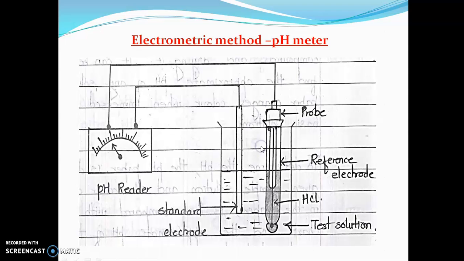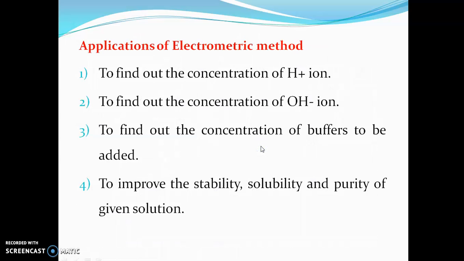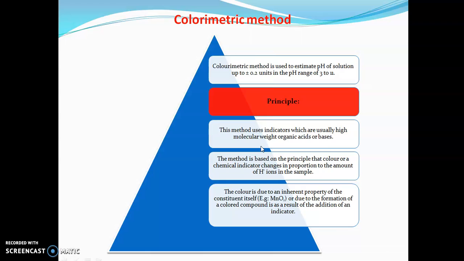The third method is the colorimetric method. The colorimetric method is used to estimate the pH of a solution, and it is based on the principle that the color of a chemical indicator changes in a sample due to the amount of hydrogen ions. The color is either due to an inherent property of the constituent itself or due to the formation of a colored compound as a result of the addition of an indicator.